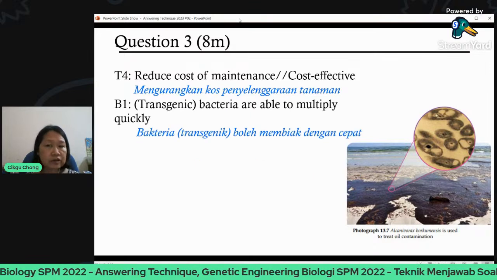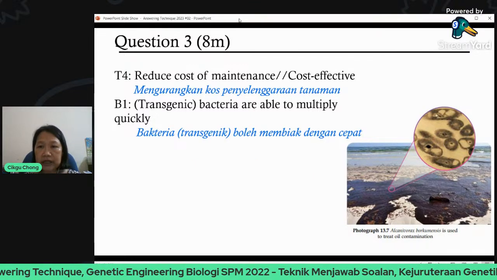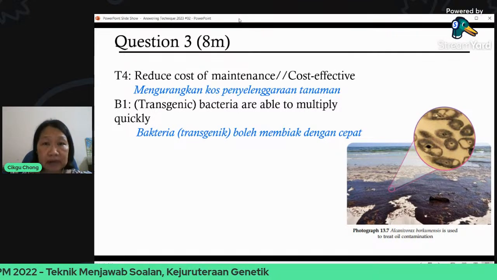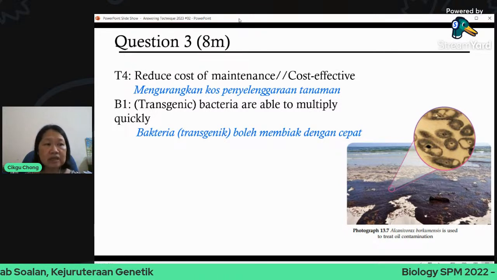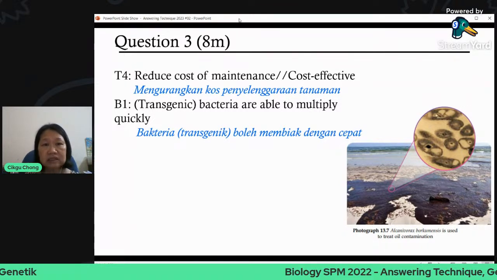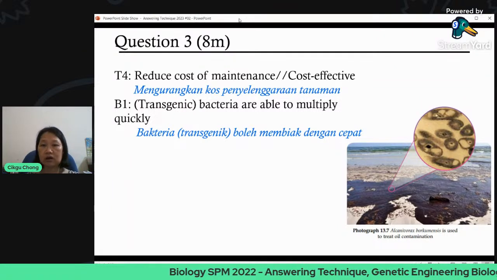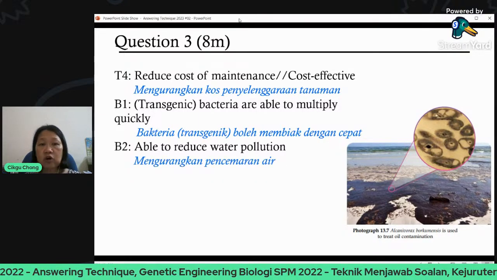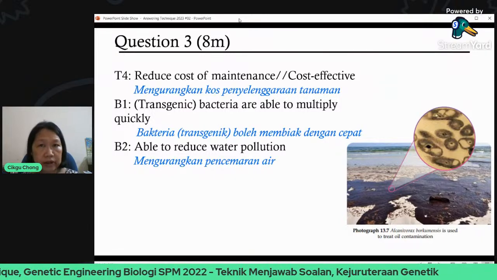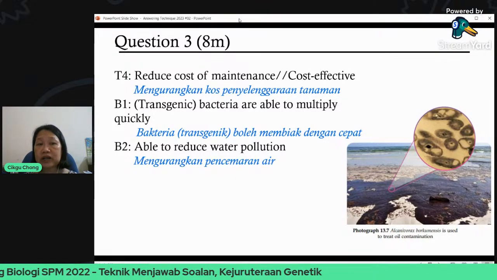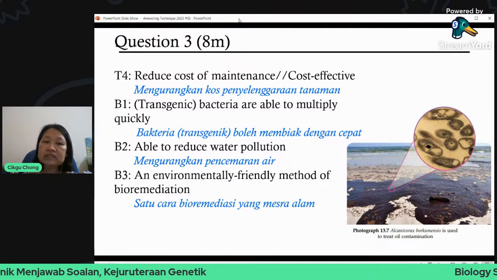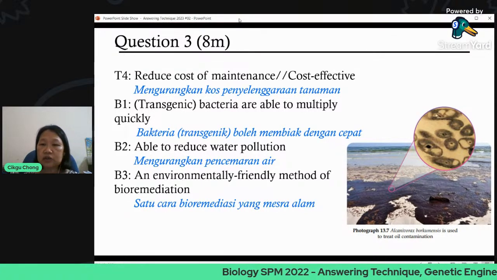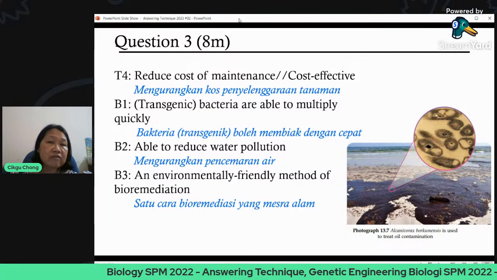Then, now for the oil spill bacteria. Why, what's the advantage of using bacteria to clean up oil spill? Because the bacteria are able to multiply quickly. You can manipulate that. You can make the bacteria as many as you can, all right? And because the number of bacteria is a lot, you're going to produce a lot of those enzymes, whatever, okay, that can break down the oil. So able to reduce oil water pollution, because if you can break down the oil, that means the water will be clean, okay? Mengurangkan pencemaran air. And it is an environmentally friendly method of bioremediation. Okay, instead of using other methods, using these bacteria is what we call environmentally friendly.